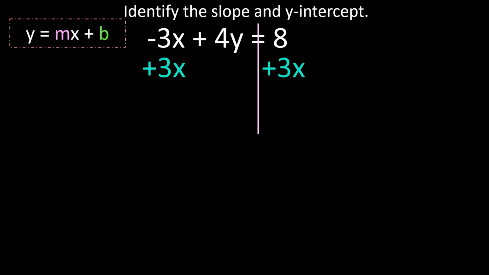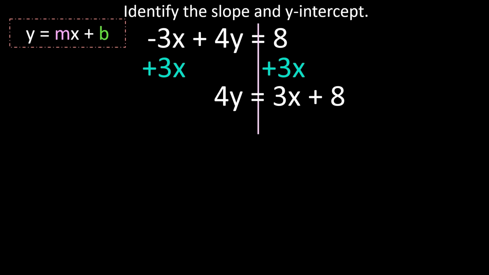So negative 3x plus 3x on the left is 0, and that leaves me with 4y on the left. Then on the right-hand side, I don't have anything else with the variable x except for the 3x. So I'll have 3x, and I still have the 8 on that side. So I'll have 3x plus 8 on the right.